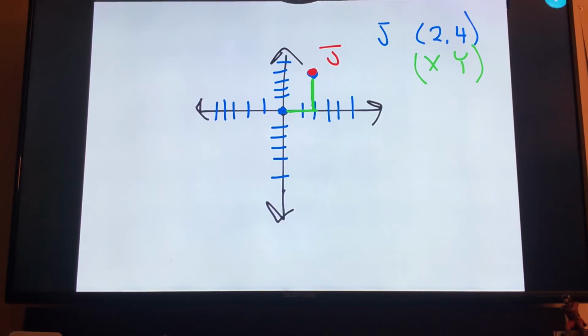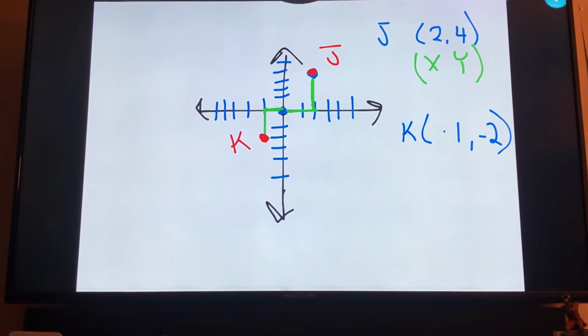K. K says negative 1, negative 2. So that means we're going to have to do what? Alright, same thing. Let's go ahead and find it. We're going to go negative 1. Negative 1's to the left. And negative 2, so it's going to go down 2 places. And that puts K right there. So again, we went over left 1, down 2. Left on the X, down on the Y.